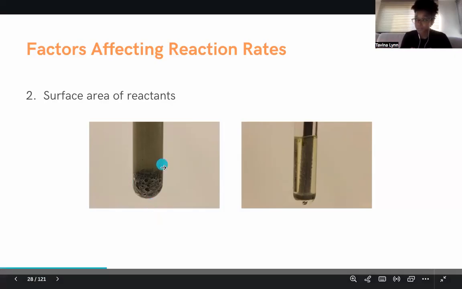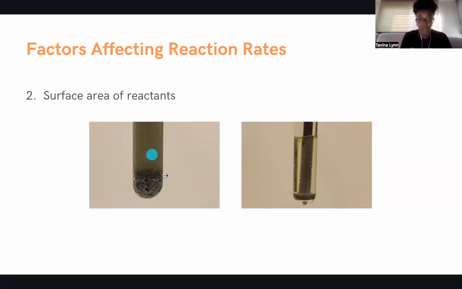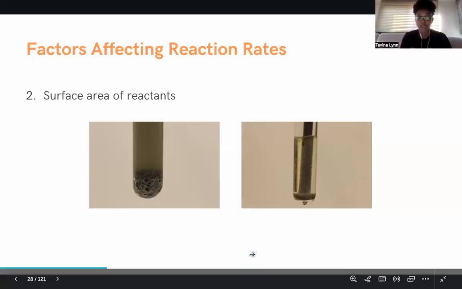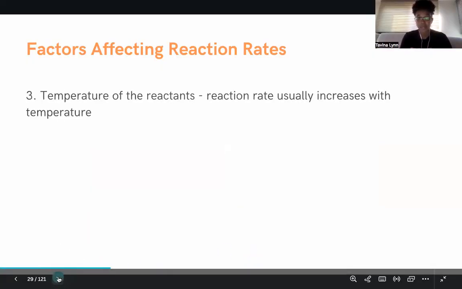We see this hydrogen gas coming off, which is one of the products formed as a result of this reaction. Whereas with the iron nail, it is much slower than the iron powder. So increasing the surface area of reactants will typically increase our reaction rate.